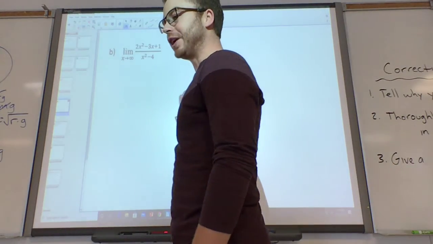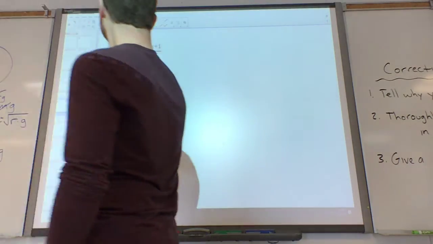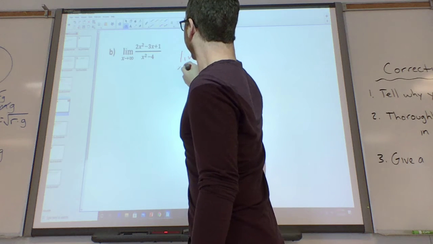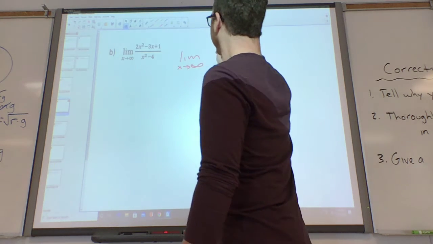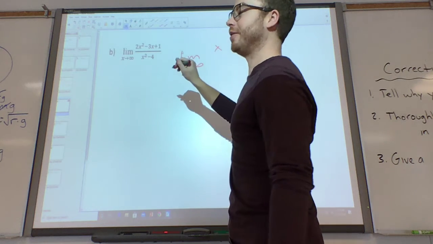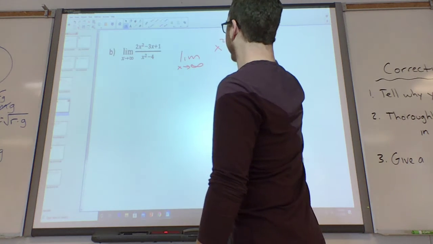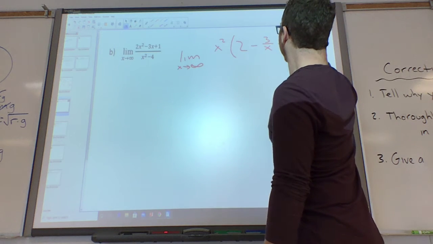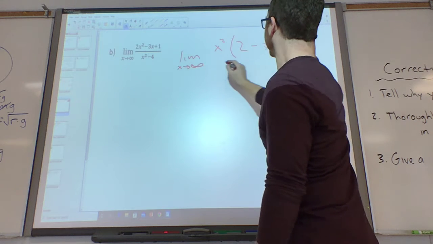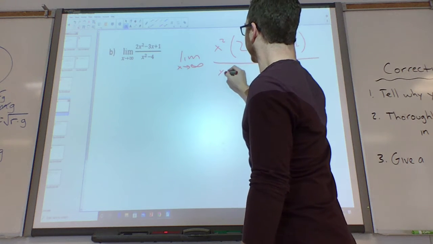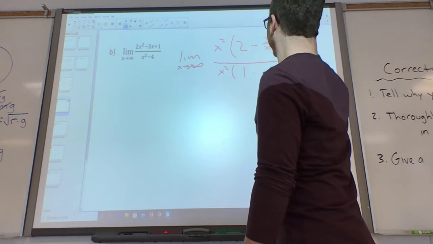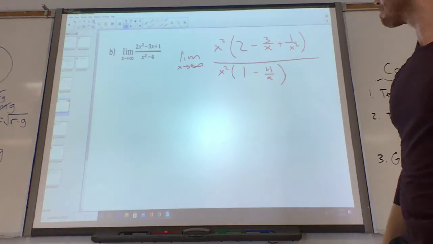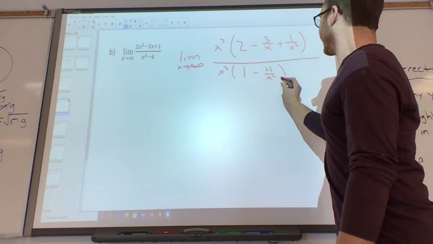Excellent. Okay, so like we just did, we're going to factor out the highest power of x. So limit as x approaches infinity. Our highest power of x here is x squared. So then we'll get 2 minus 3 over x plus 1 over x squared, divided by x squared, which will give us 1 minus 4 over x. Would that be x squared? Yes, absolutely. Sorry. Thank you.